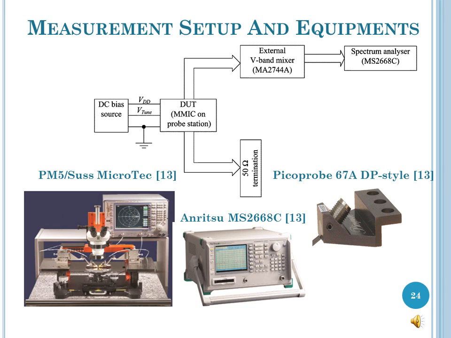The ground-signal-ground pads on either side of the MMIC were contacted with the ground-signal-ground probes attached to the probe station. One port was terminated with 50 ohms and the other was connected to a spectrum analyzer through a V-band mixer in order to extend the operation of the spectrum analyzer to the 50 to 75 GHz range. The probe station, spectrum analyzer and the pico probe used for measurements are shown here.